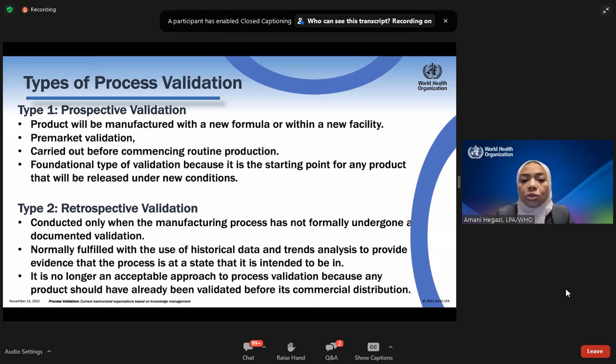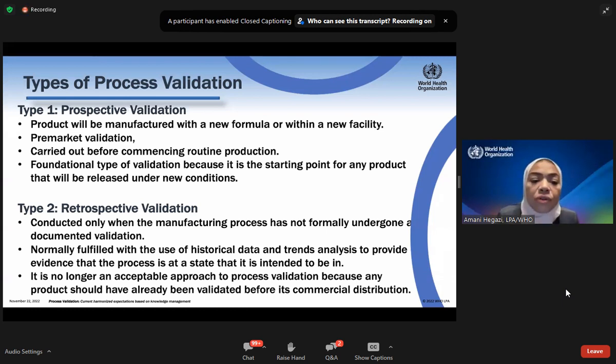So in the prospective validation, product will be manufactured with a new formula or within a new facility. It's a pre-market validation. The product is not yet commercially distributed, and it's carried out before commencing routine production. It's the foundational type. It's the type of choice for the validation because it is the starting point for any product that will be released under new conditions. And in this type, we build confidence in product quality before allowing and releasing the product to the market.